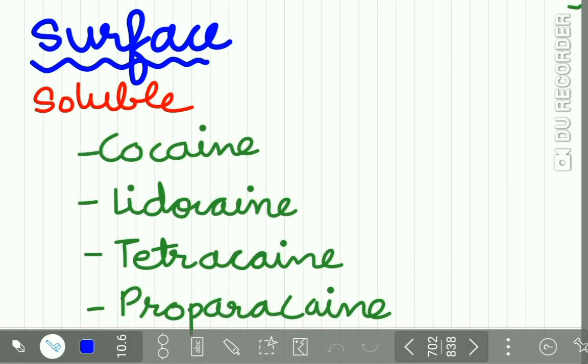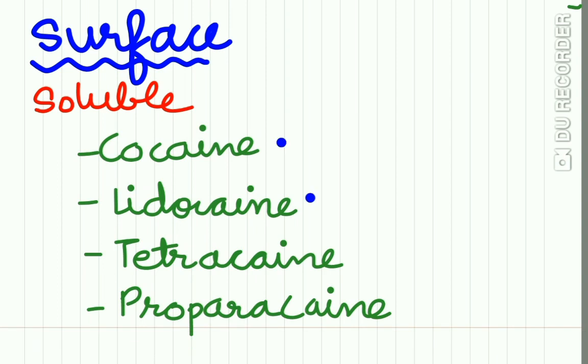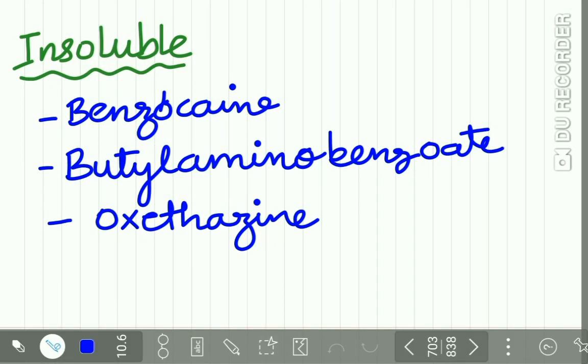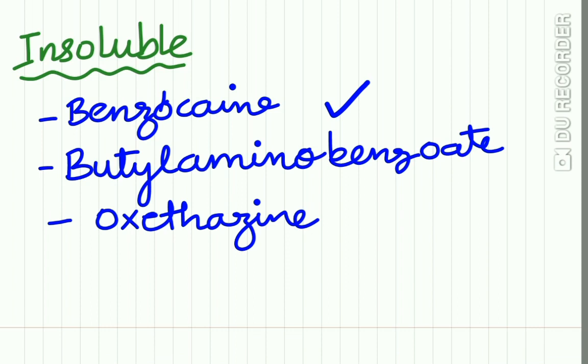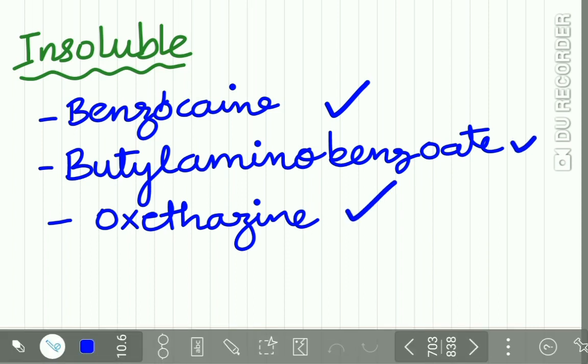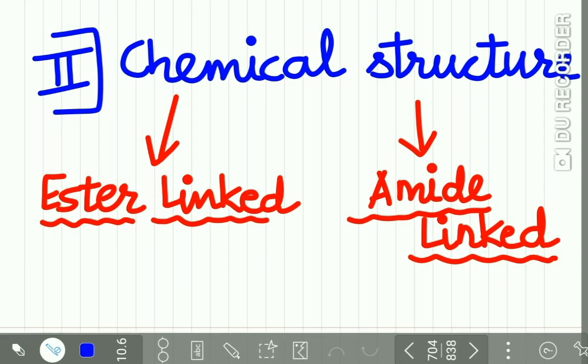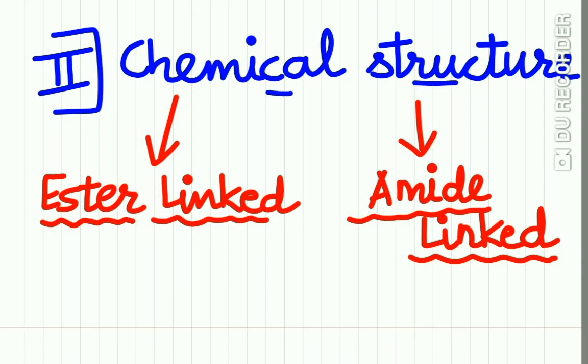Now the surface acting local anesthetics are of two types, the soluble and the insoluble. The soluble include cocaine, lidocaine or the lignocaine, tetracaine and proparacaine. And the insoluble include benzocaine, butylaminobenzoate and oxetazine.